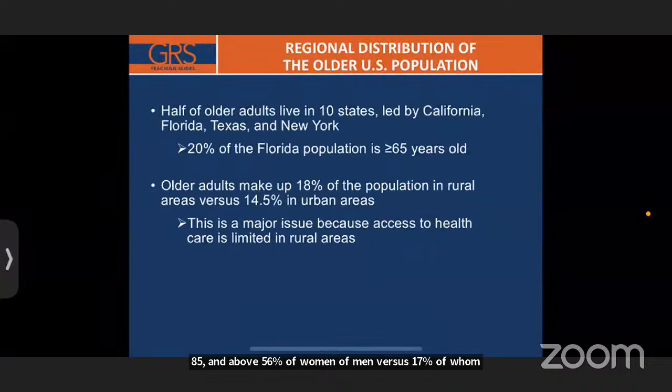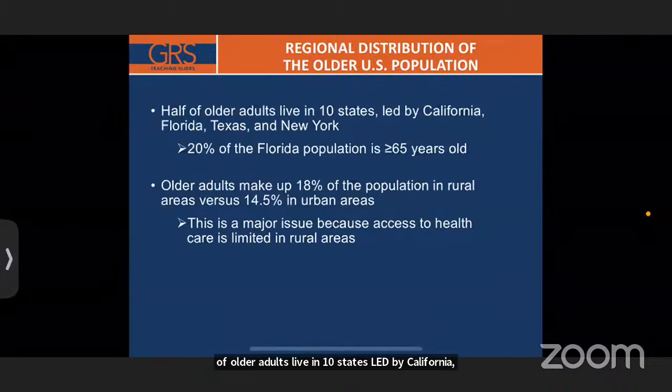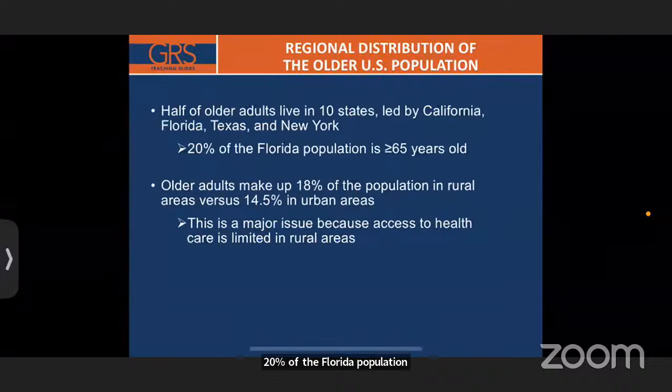Regional distribution of the older US population. Half of older adults live in 10 states led by California, Florida, Texas, and New York. 20% of the Florida population is 65 and above. Older adults make up 18% of the population in rural areas versus 14.5% in urban areas. This is a major issue because access to healthcare is limited in rural areas.